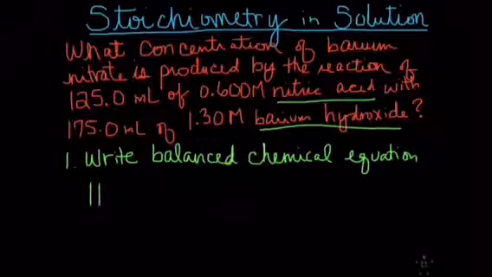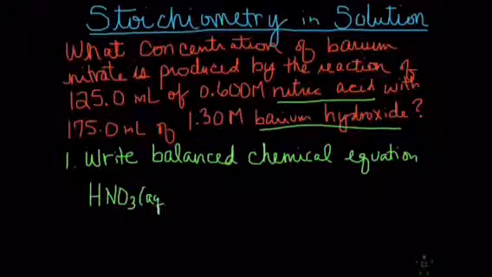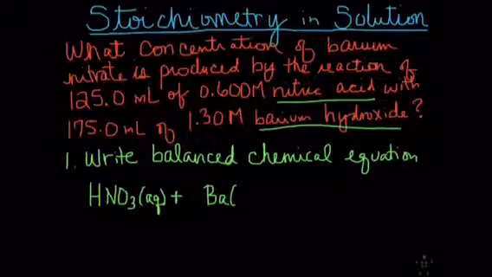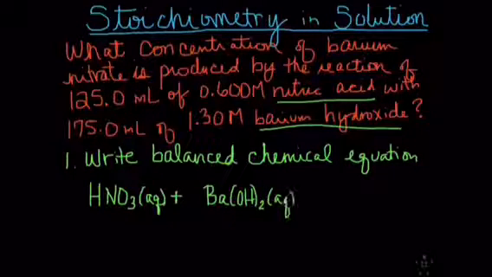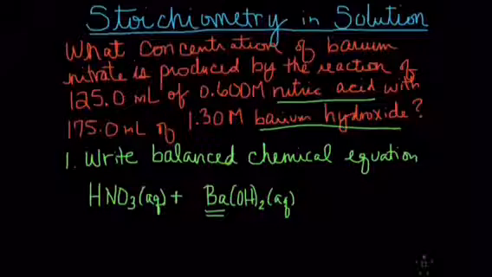So nitric acid is HNO3, and that's in solution, so aqueous, plus barium hydroxide, Ba(OH)2, aqueous. And I have to have two hydroxides in there for every one barium, because we know from the periodic table that barium has a 2+ charge, and we know from our knowledge of polyatomic ions that the hydroxide has a 1- charge. So you have to have two hydroxides to balance out every one barium.